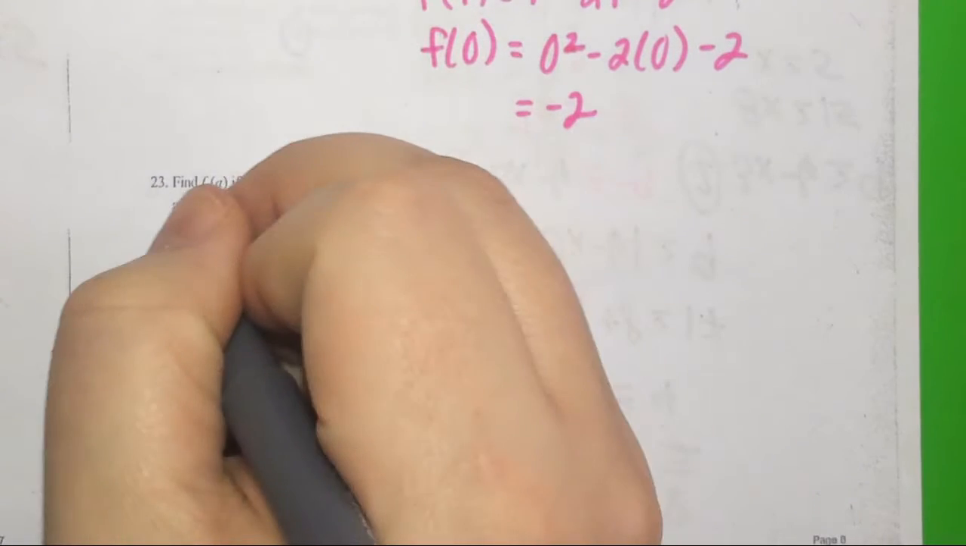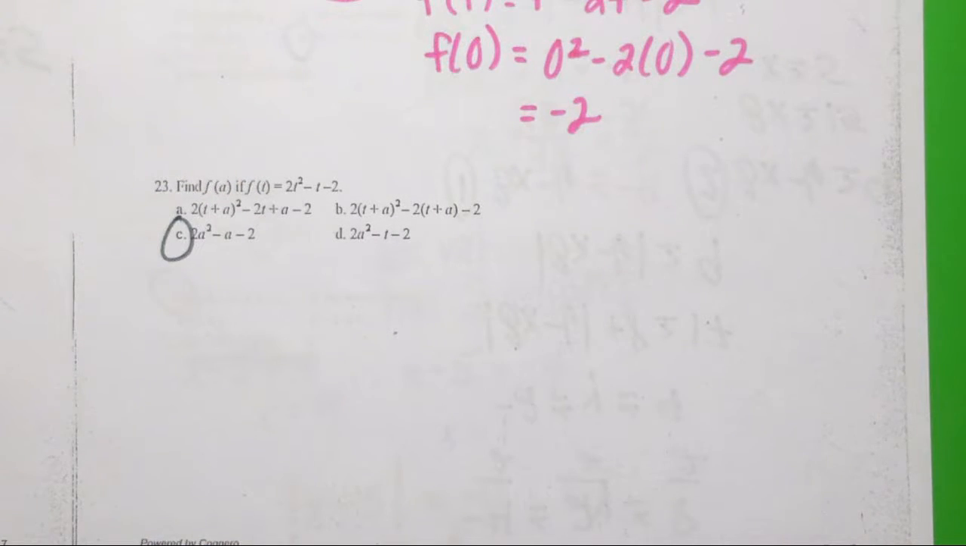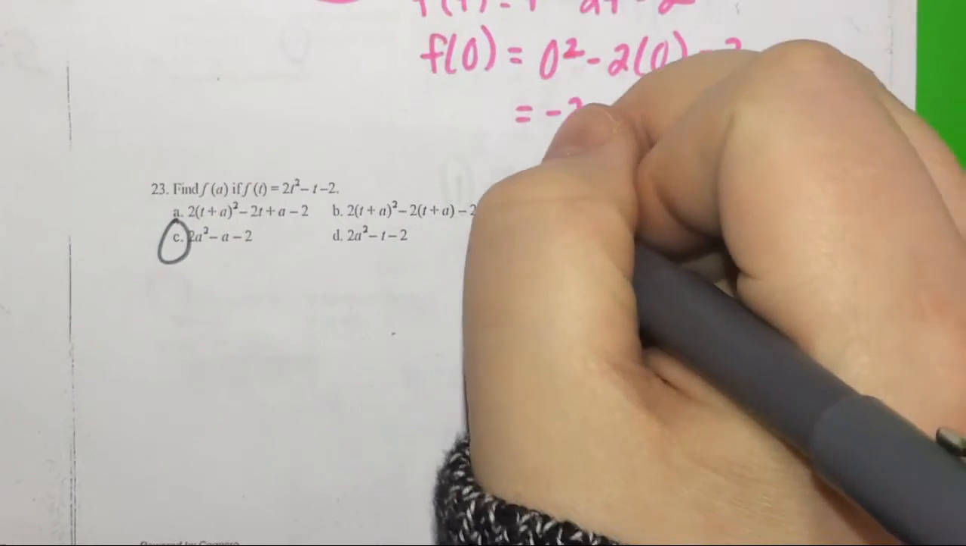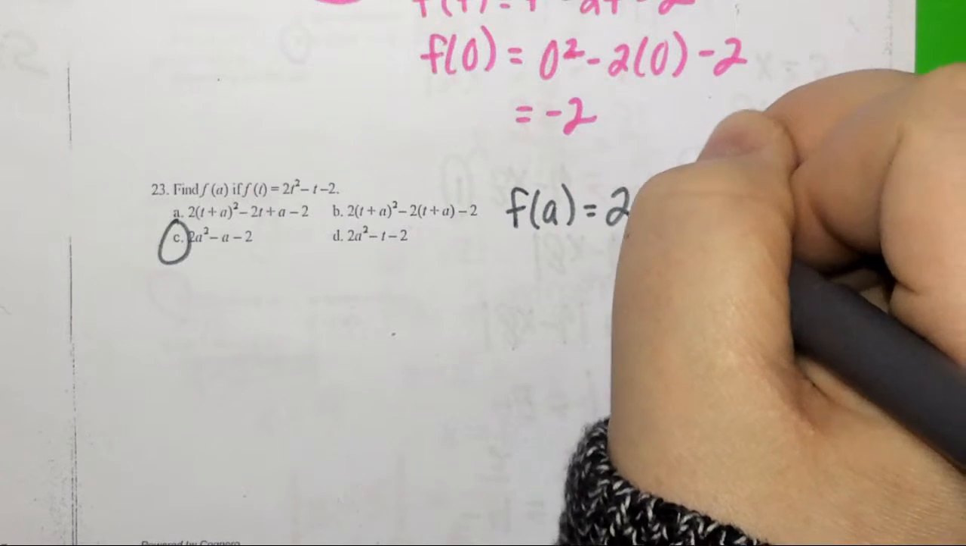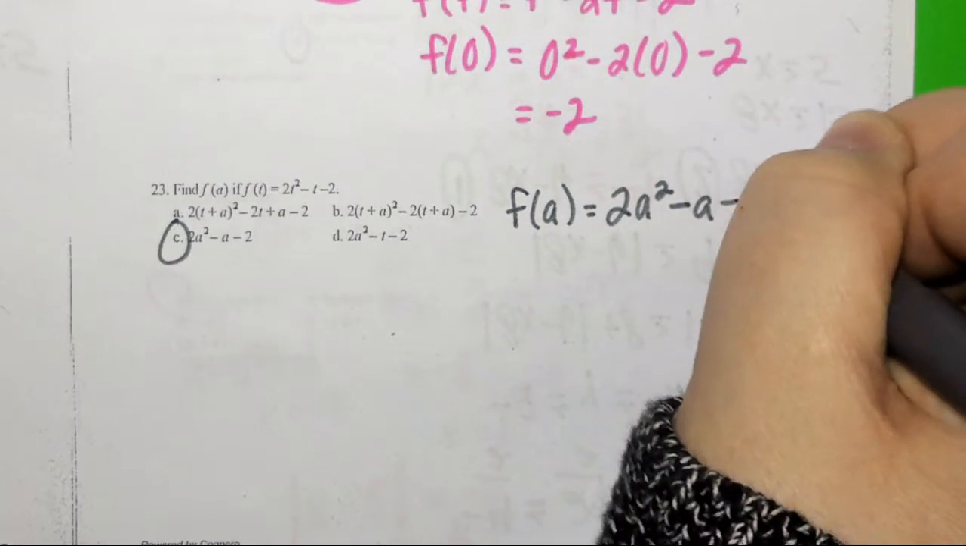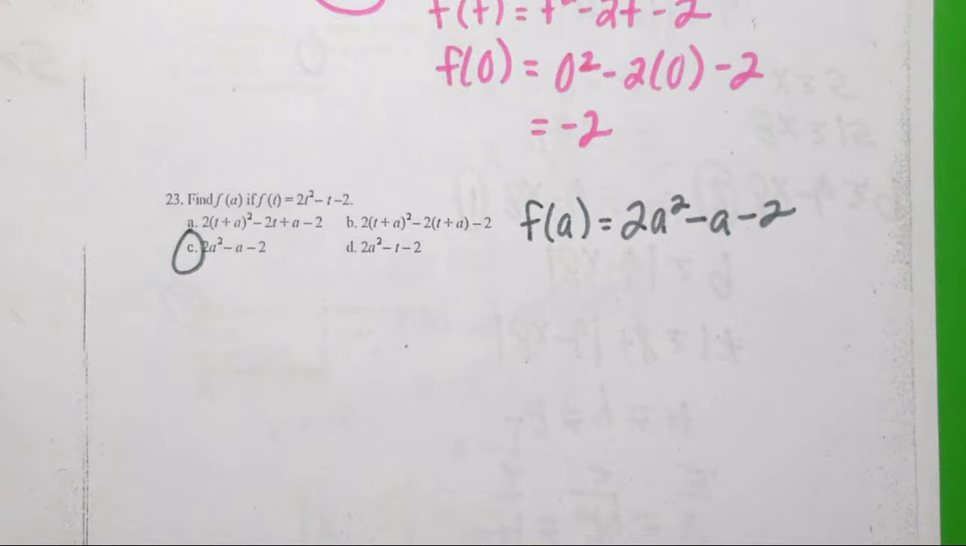23 is C. So to me, the hardest one was 21. 23 looked intimidating because it had variables. So everywhere I used to see a t, I put an a. So it used to be 2t squared. Now it's 2a squared minus a minus 2. Wait, that's C. It ended up being really easy.